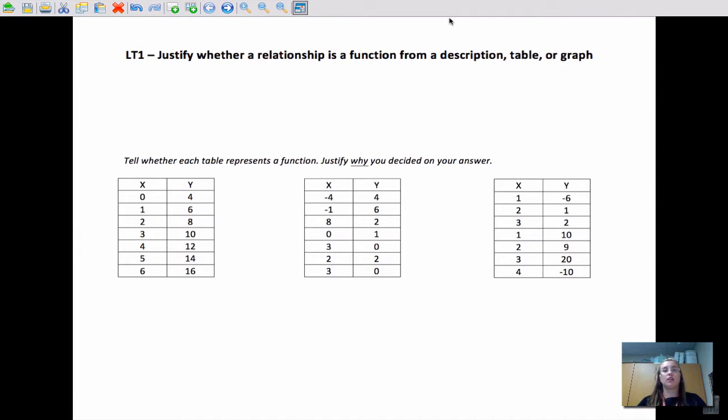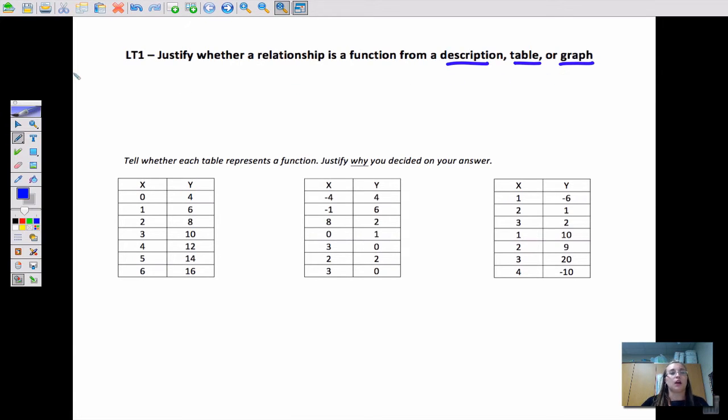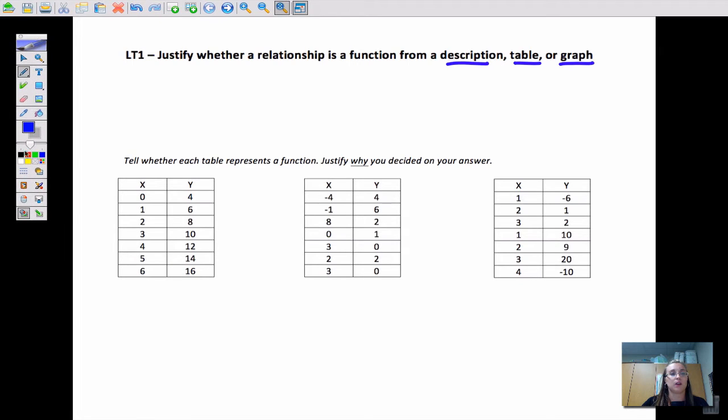Okay, so in this learning target 1, there's 3 different things. So we're going to be looking at descriptions, tables, and graphs when we're trying to decide if something is a function. Okay, so the first part of this learning target was with a table, and the most important thing is that you have to justify why.